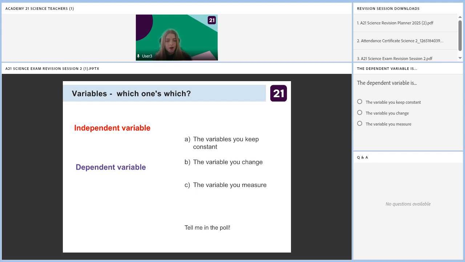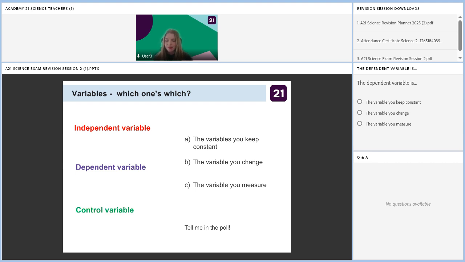Okay, so the dependent variable is the variable that you measure. So the one that you would write down as your results. For example, if I wanted to investigate how types of shoes might affect my running speed, the dependent variable would be my running speed. So the actual results from my experiment.